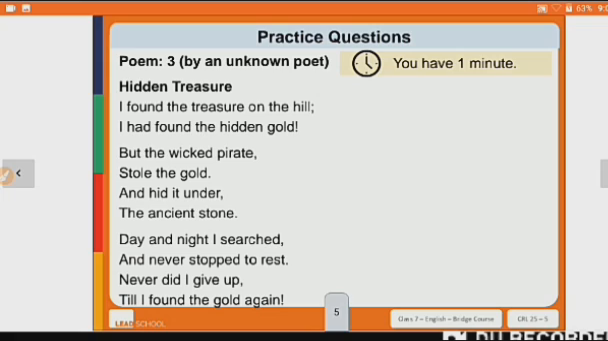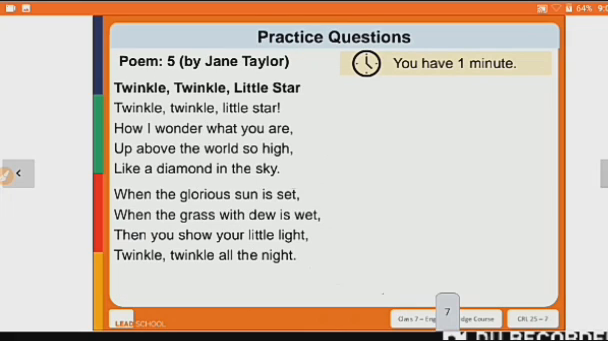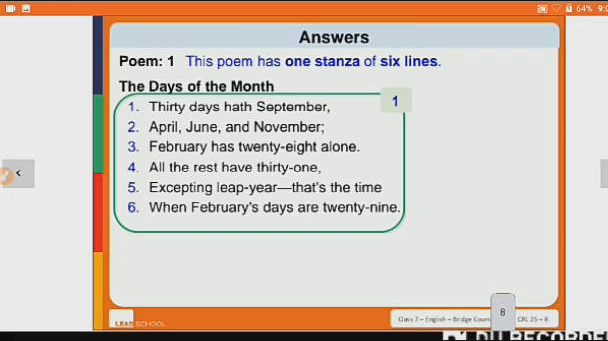Now it's your turn. Here you have the third, then fourth, then fifth. Okay, बीच बीच में पोज करते जाओ और लिखते जाओ. Then here we have the answers.